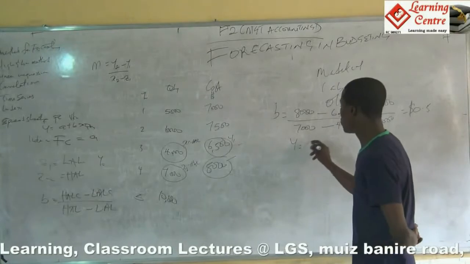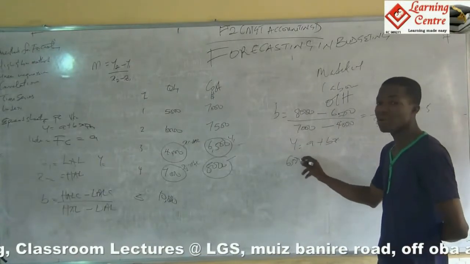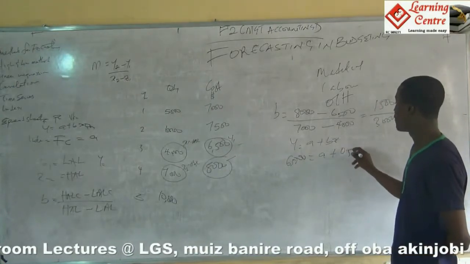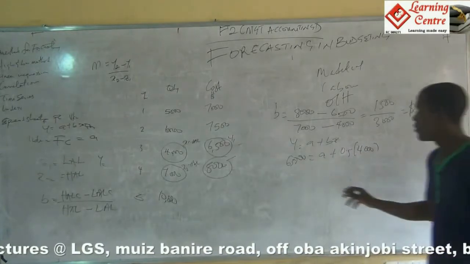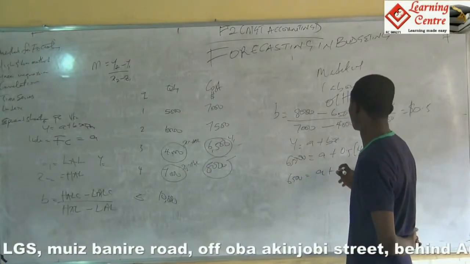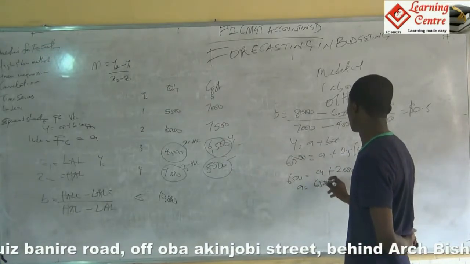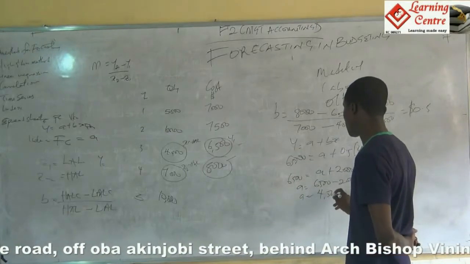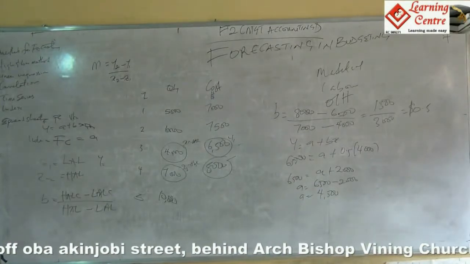If y is equal to a plus bx, it means that 6,500 using the lowest activity level equals a plus 0.5 into 4,000. You get that? Therefore, 6,500 will be equal to a plus 2,000. Therefore, A will be equal to 6,500 minus 2,000. A is equal to 4,500. If you check with the highest level, you should get the same A.